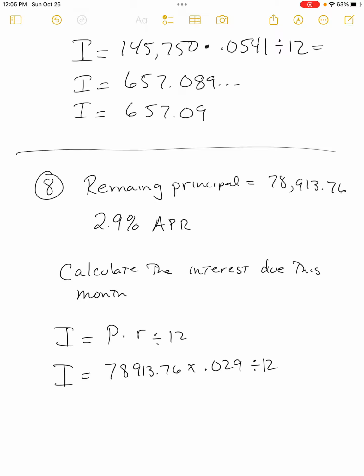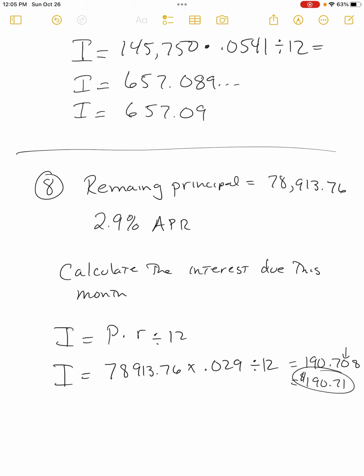And so we just take our 78,913.76, multiply that by 0.029, and divide that by 12. And as we do that, we get this number, 190.708. Let me go one more out. So what's the interest owed? 190.71 would be the interest owed that month. So whatever our monthly payment is, 190.71 of it's going to interest. The rest is going to pay down that principal so that it consistently changes over and over.